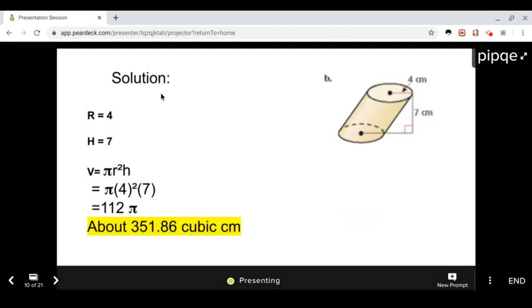So here's the solution. Again, it's pretty much what I did, except now it just looks a little bit neater. We have that V equals pi r squared h. You're going to go ahead and plug these numbers in. Again, it's the same number that I got, 112 pi, but then when you use the pi button in your calculator, you're going to get 351.86 cubic centimeters, because we are working with centimeters in this problem.